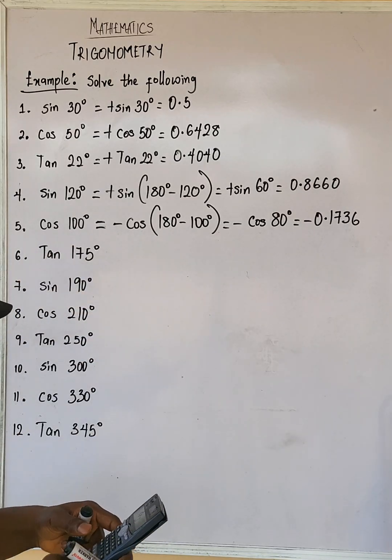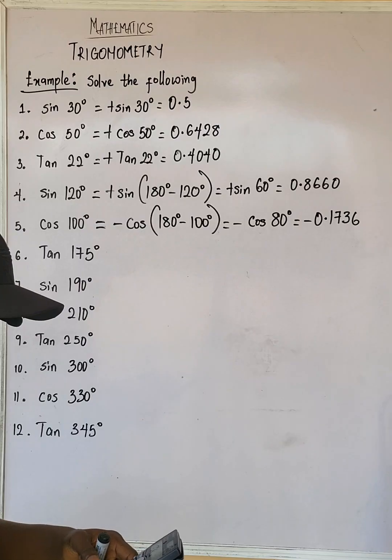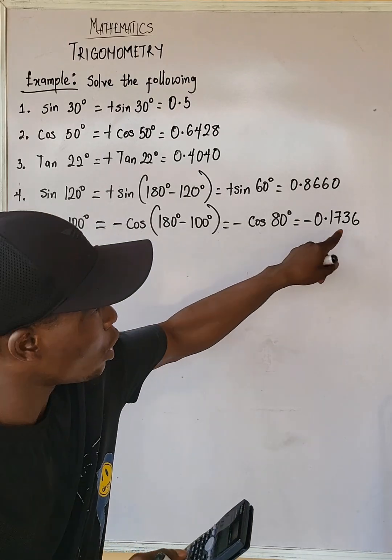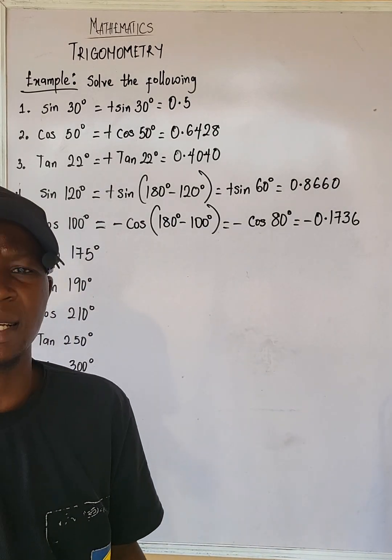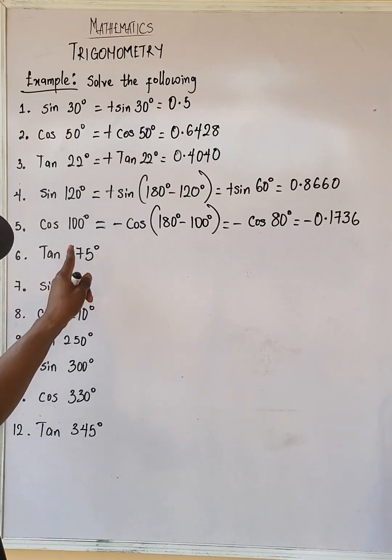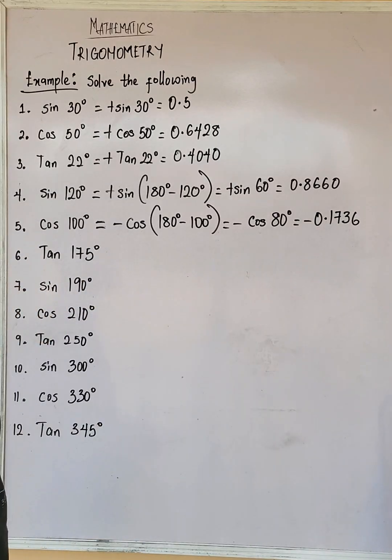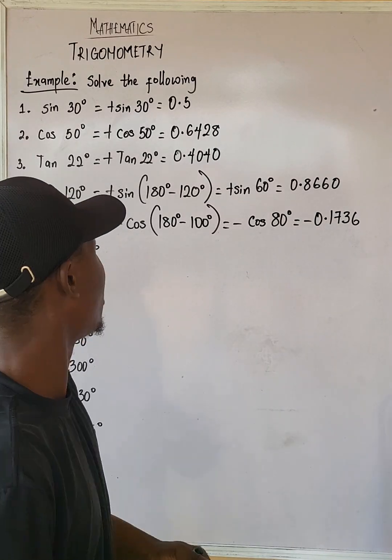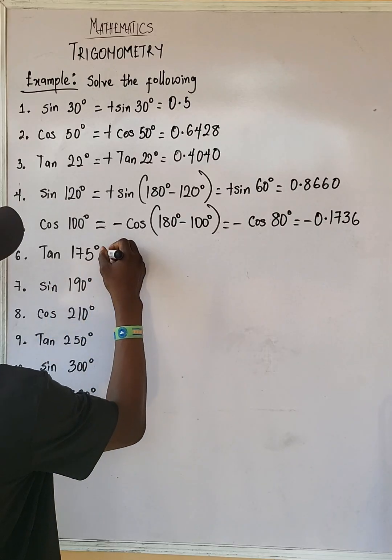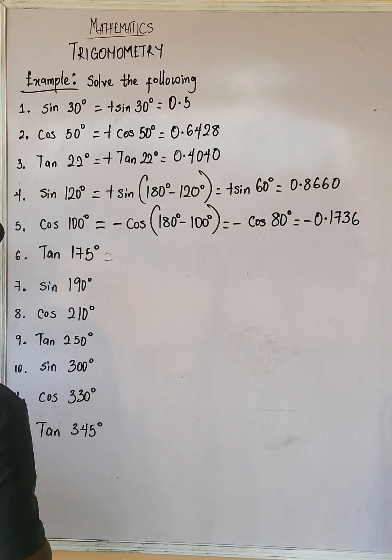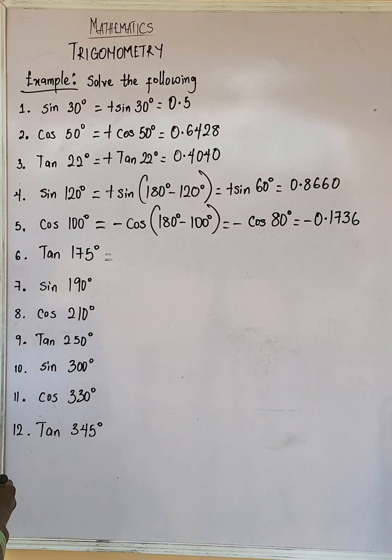Now, let's check. Let's press cos 100 direct. Press cos 100. What do you get? You get minus 0.1736. You see that it's the same thing. Do you understand? Press cos 100 direct and see if it does not give you this answer. Do you understand?